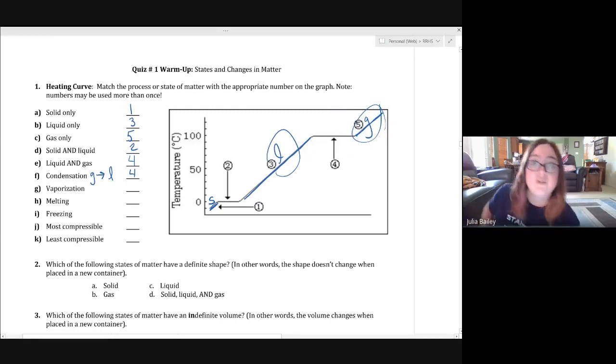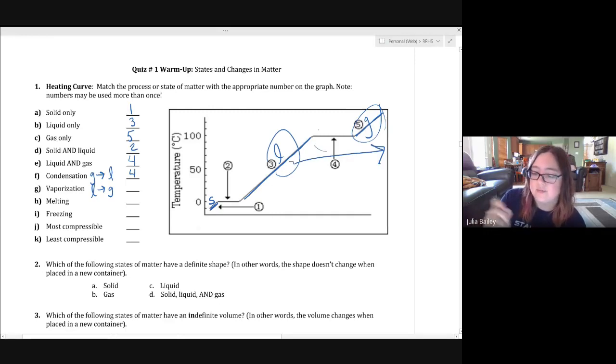Vaporization, also a vocabulary word you need to know. That is when a liquid changes to a gas. There's my lowercase l again. And again, if you know here's where your liquid is and there's where your gas is, then moving from a liquid to a gas is going to happen in between at number 4 again.